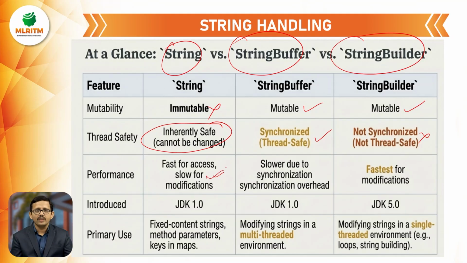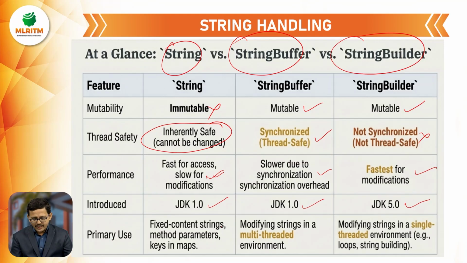But slow for modifications, because whenever you modify, you are creating a new object, which is obviously going to take more time. Next, StringBuffer is slower due to synchronization overhead. Here you can change the object, but you have to synchronize with the other threads. That is going to make it somewhat lagged. StringBuilder is fastest for modifications. It is not dependent on anything, so it is going to modify fast. String was introduced in JDK 1.0, the first version of the Java Development Kit, and StringBuilder was introduced in the 5th iteration of the Java Development Kit.